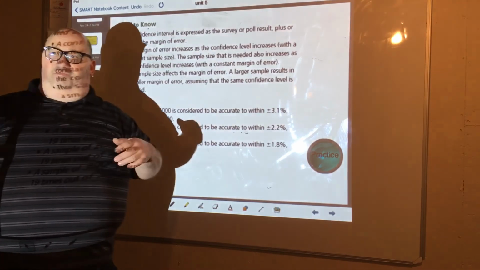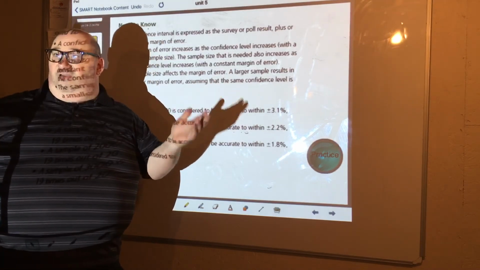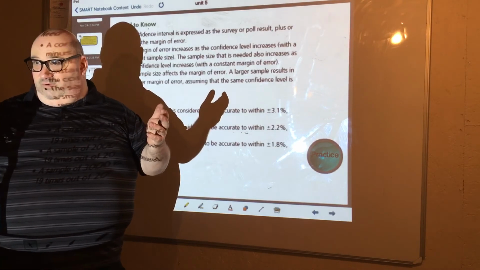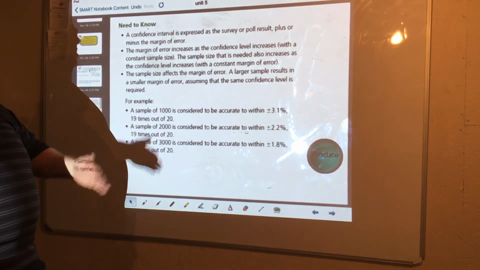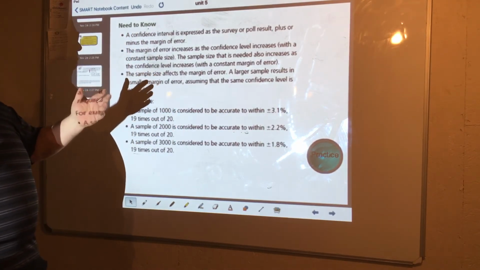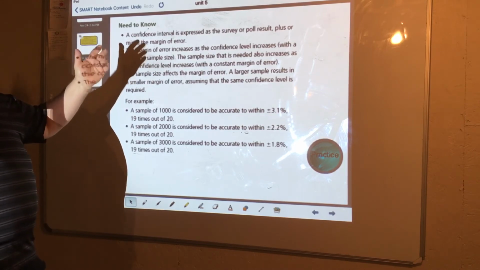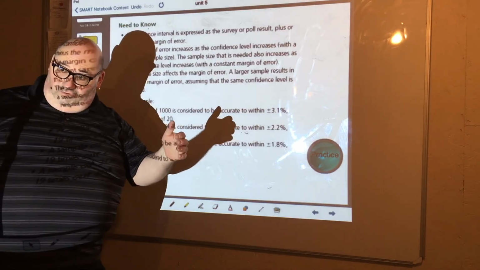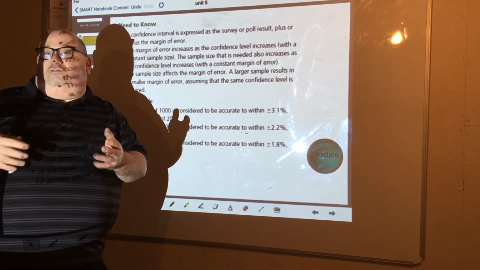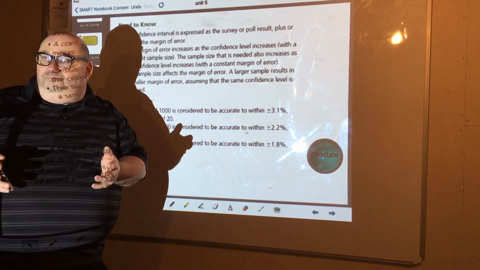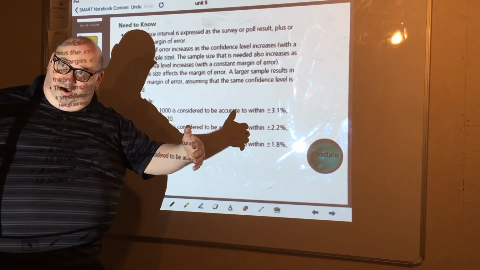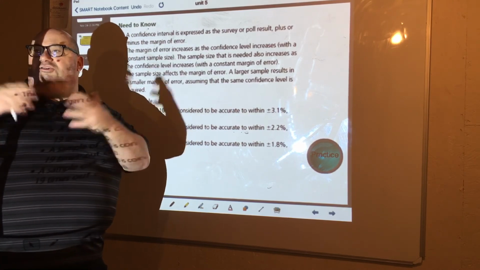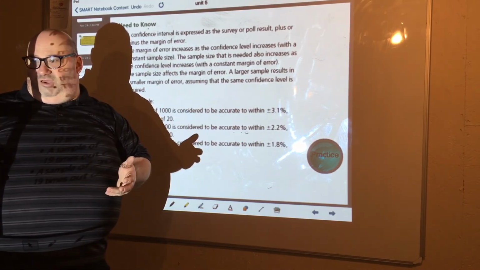So for example, if I go outside and knock on 5 houses and ask, do you guys have the coronavirus? Anybody in here have the coronavirus? Right? It might be plus or minus 15%. If I go and ask 25 houses, it might be plus or minus 10%. If I go and ask 1,000 houses, plus or minus 3%. Right? So the larger the sample, the more accurate the results we get.